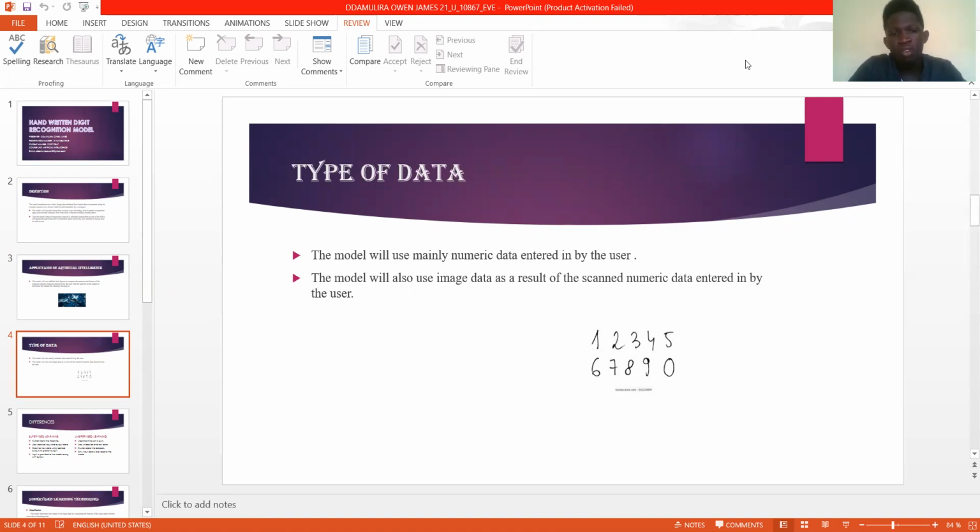The type of data we are using is mainly numeric data, and the model will be using scanned images. That's one example of a diagram, someone's handwriting. If you look at a 4, someone can say it's a 7, but that is a 4. How is a computer able to know that that is a 4? We shall be talking about it.